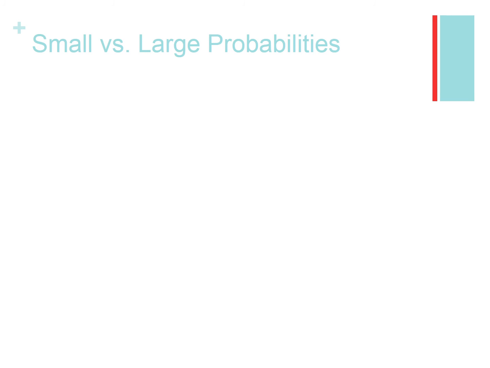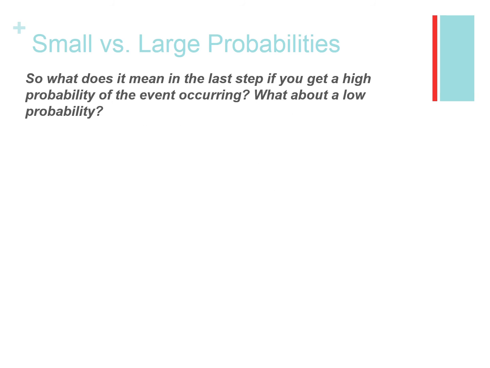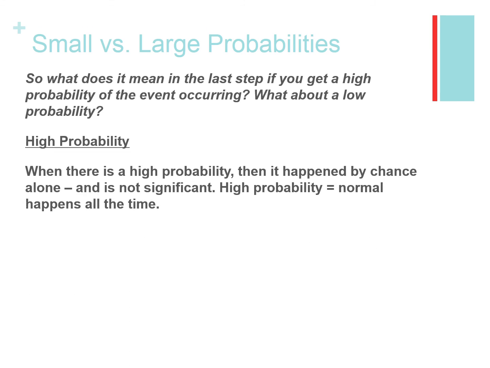What happens if I get a small probability or a large probability as part of my final answer? So in the last step, what does it mean if I get a high probability of the event occurring? What about a low probability? When there's a high probability, then it probably happened by chance alone, and what I'm looking at is not statistically significant. If I have a high probability, it's normal, it happens all the time. So in that last question, we had a high probability, so that was pretty normal, happens all the time, so that's not really statistically significant. That's just part of the normal process.